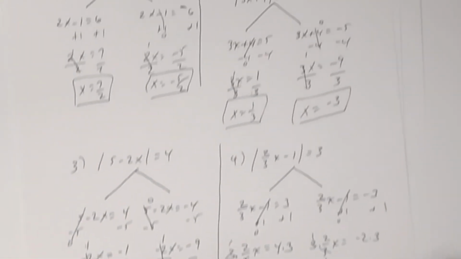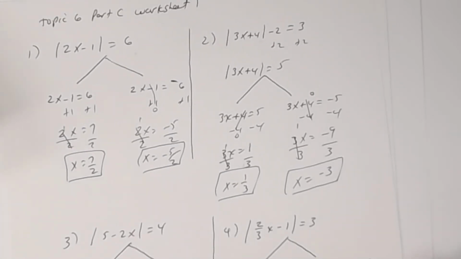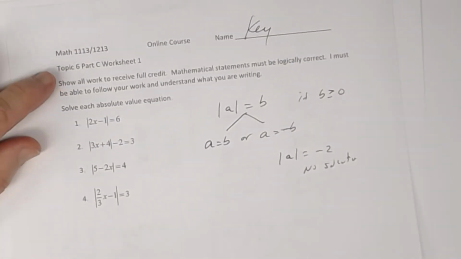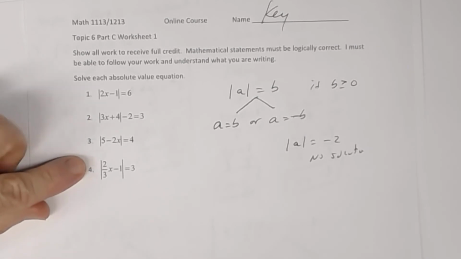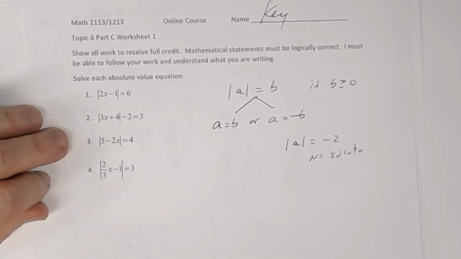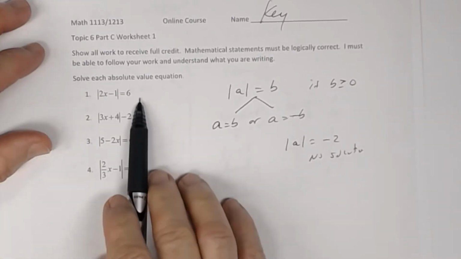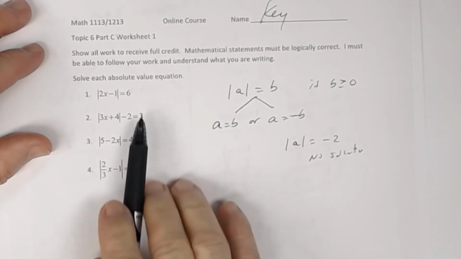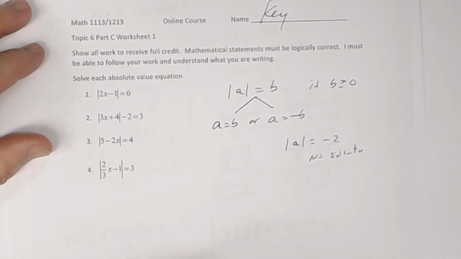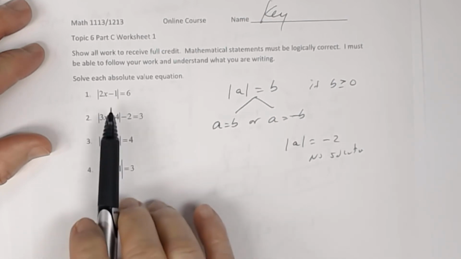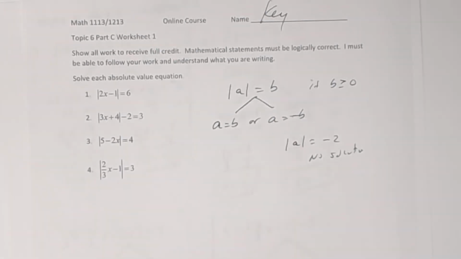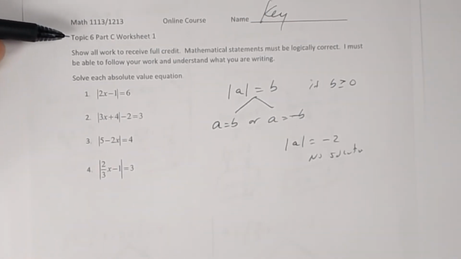And so that is the key to solving those absolute value equations. And those are simple absolute value equations because all you had on the other side was just constants, real numbers. So that was easy to deal with. Okay, so that's the end of the key to topic 6, part C, and this was worksheet number 1 for that topic.